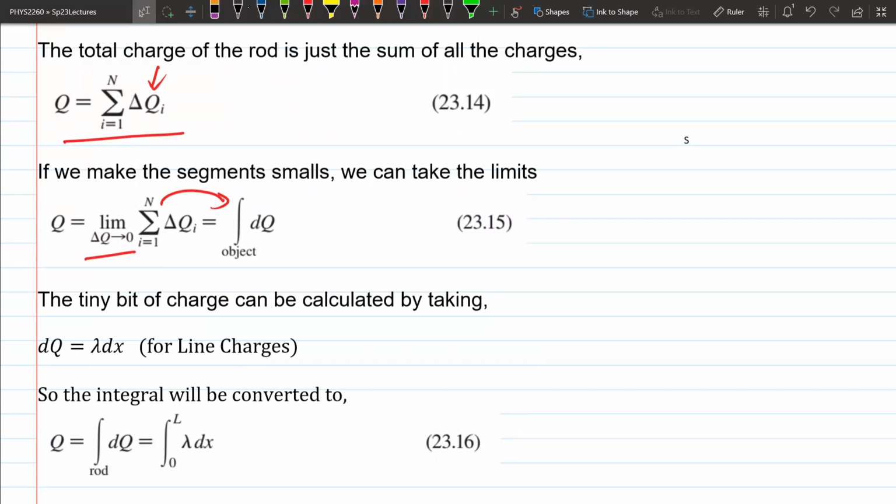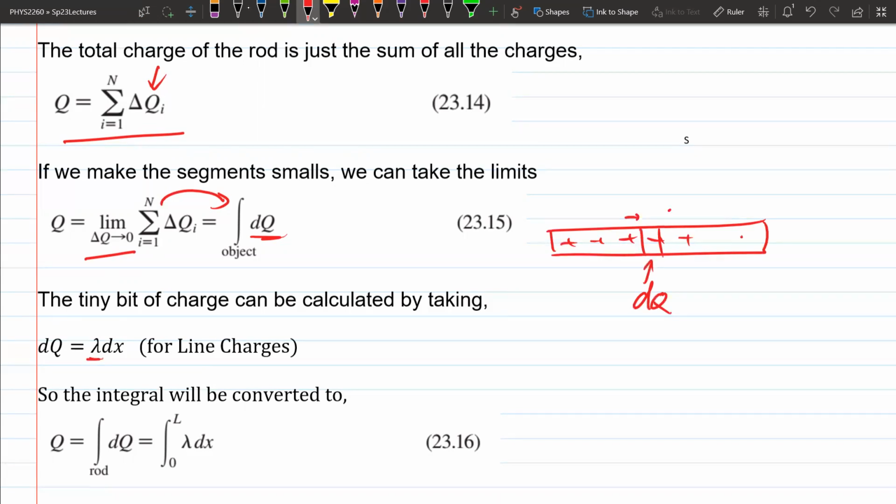So if we're interested in calculating a tiny bit of charge on there, let me just redraw the stick here. We're interested in a little tiny bit of charge here, dq. That amount of dq is equal to the line charge density times dx, meaning dx is the little sliver of distance that we multiply the charge density by. So this is valid for any line charge.